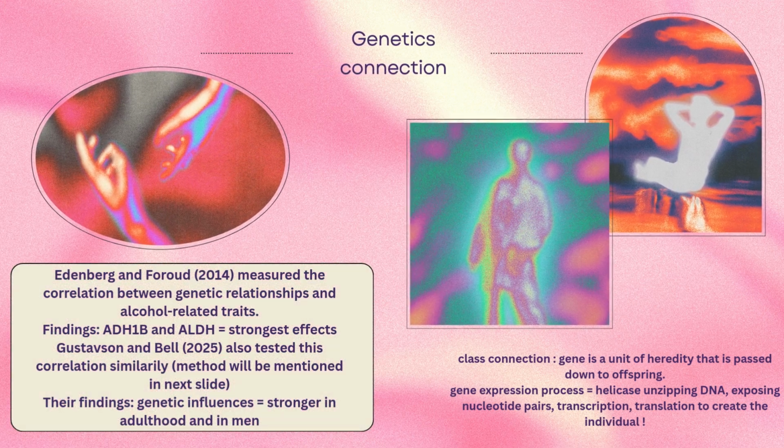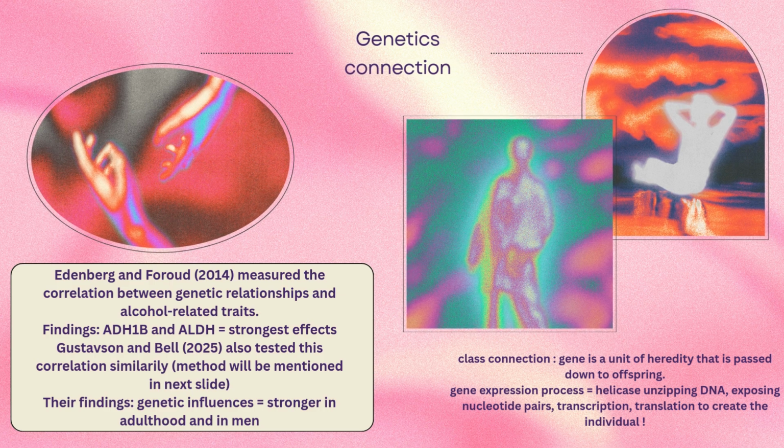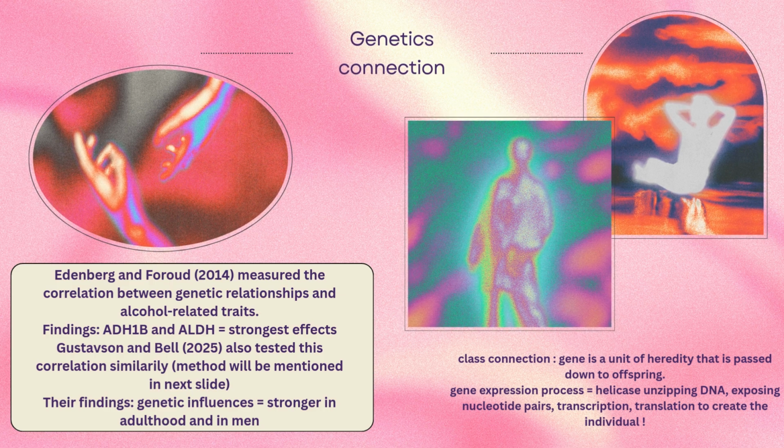With our first question about genetics regarding alcoholism, 2 research articles that can assist with this connection include Edinburgh and Farud, and they aim to understand the genetic basis of alcoholism by measuring patterns of alcohol-related traits and how they correlate with genetic relationships. They found that 2 genes that are involved with this alcohol metabolism specifically are ADH1B and ALDH2. These have the strongest known effects on the risk of alcoholism.